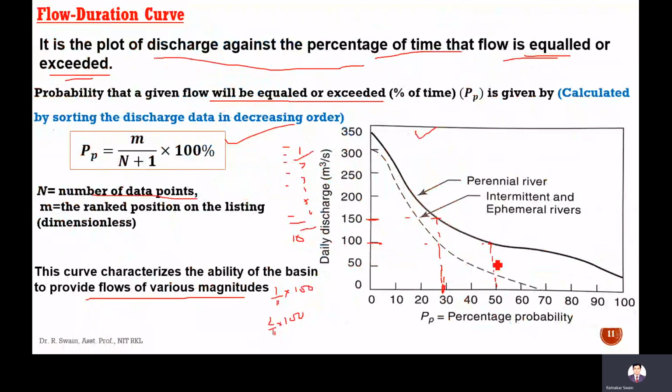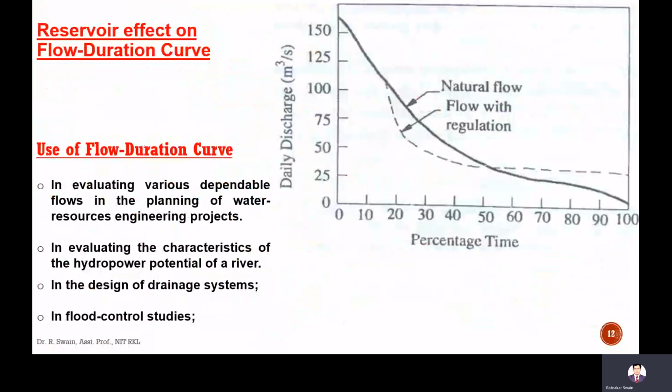It means that for different magnitudes of flow, for what percent of time the flow will be there can be determined using this flow duration curve.